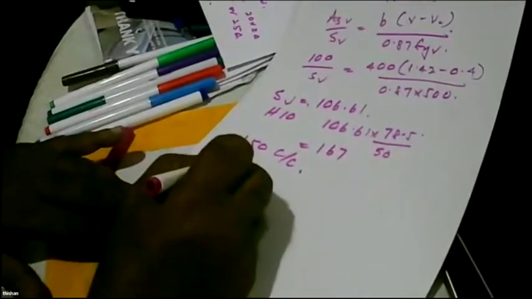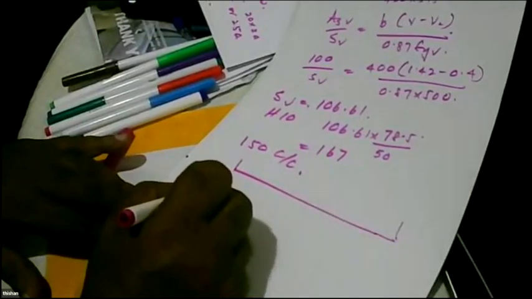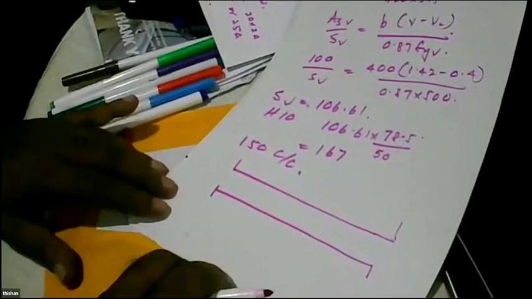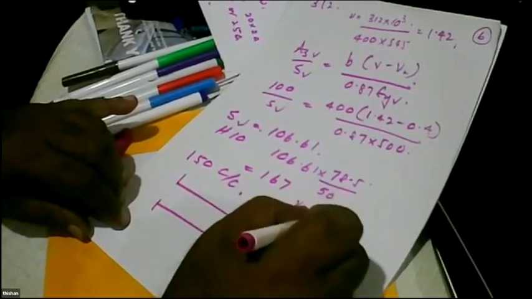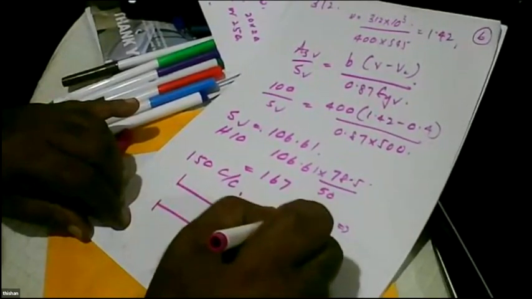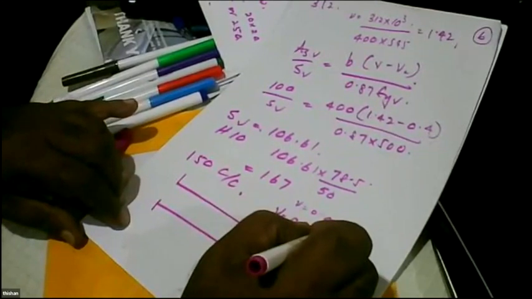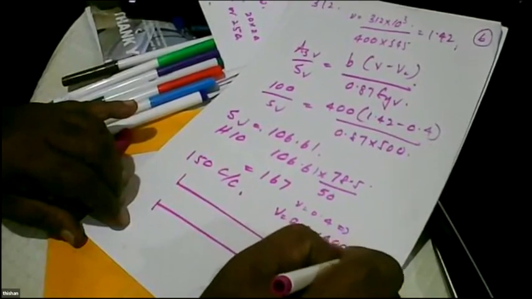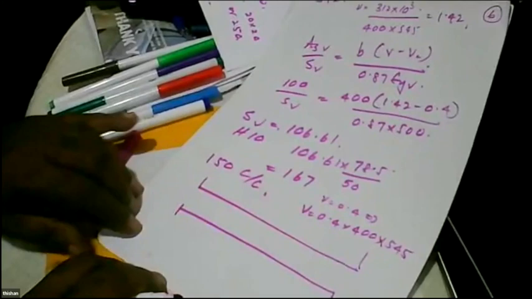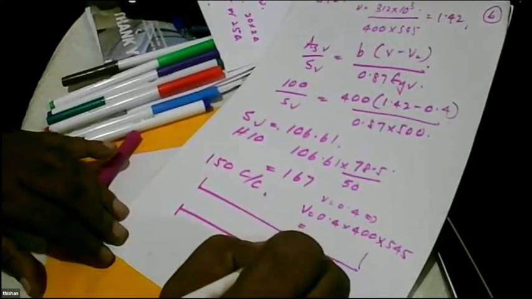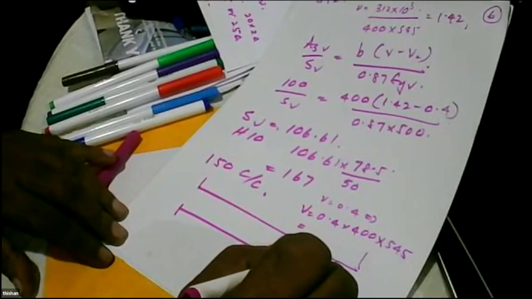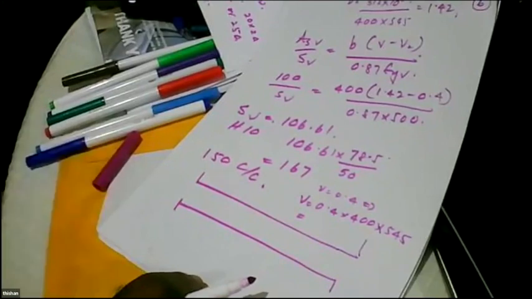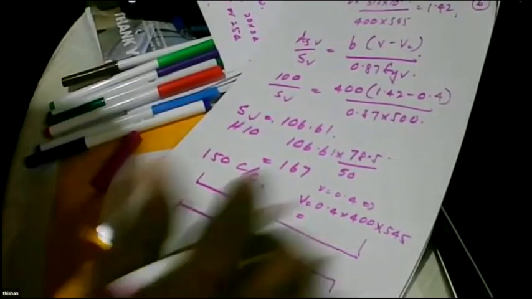So what are you going to do? You are going to calculate simple V as 0.4. Capital V is equal to 0.4 multiplied by how much? 400. Multiplied by 540. What is the value of V? So this is what the nominal reinforcement can carry. How much is it? 0.4 into 400 multiplied by 545, into 10 to the power minus 3.